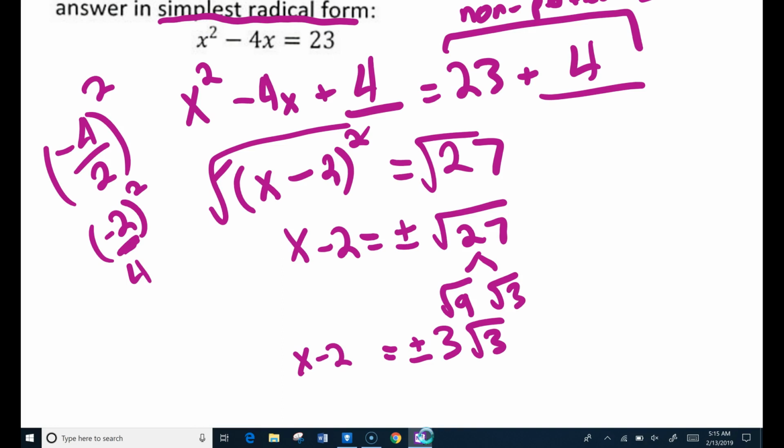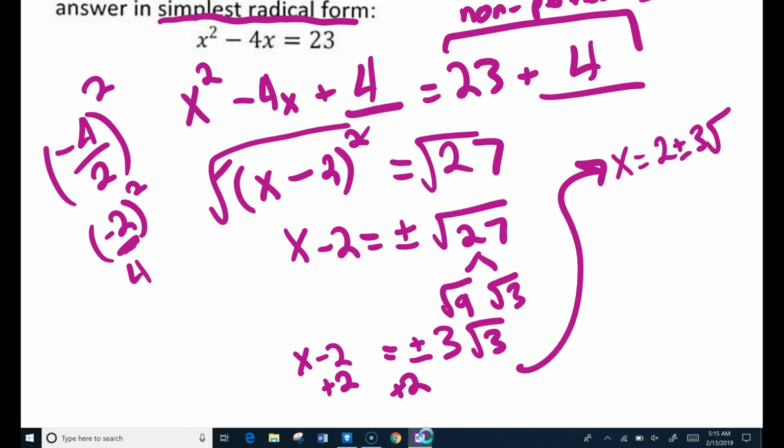Then I solve it the same way I did before. I add 2 to both sides, and I'm left with x equals 2 plus or minus 3 radical 3. I treat that radical 3 just like I would an x. If I'm adding 2 to both sides of the equation, if that was an x, I wouldn't combine it to make 5x or 5 radical 3.